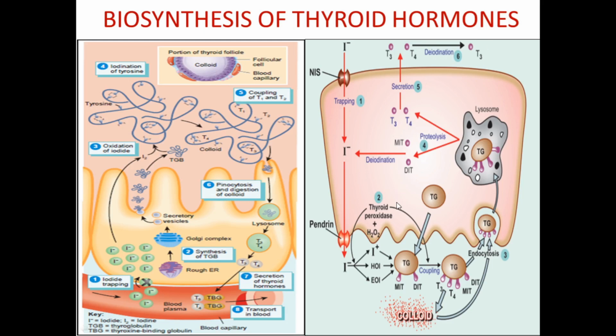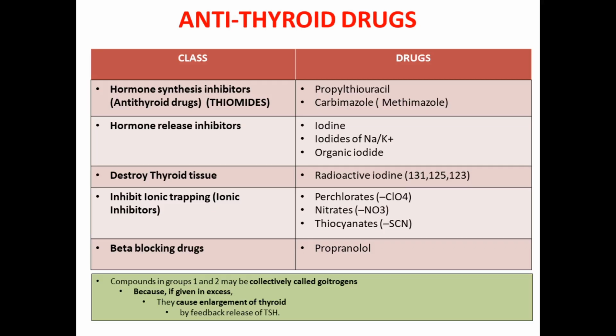So we revised the biosynthesis of thyroid hormone again. Now we'll move to the drugs which are based upon this biosynthesis of thyroid hormone. Now we're going to see the anti-thyroid drug classification. Very important classification. Sometimes a question can be asked like, classify anti-thyroid drugs and write the mechanism of any one of them, like ionic inhibitor, hormone release inhibitor, or hormone synthesis inhibitor. So all these are the classes that are involved in the anti-thyroid drugs.